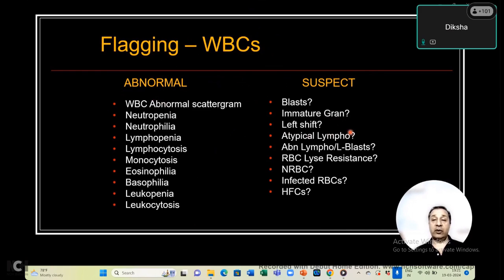So here you will have suspect flags, you might have suspect flags for immature granulocytic cells, left shift, atypical lymphocytes, variant lymphs, and some of the analyzers also have the concept of identifying high fluorescence cells or high fluorescence lymphocytes. There are also some analyzers where you're able to pick up what are called hematopoietic progenitor cells or the blast cells. So all of these can also be picked up on the WBC platform.